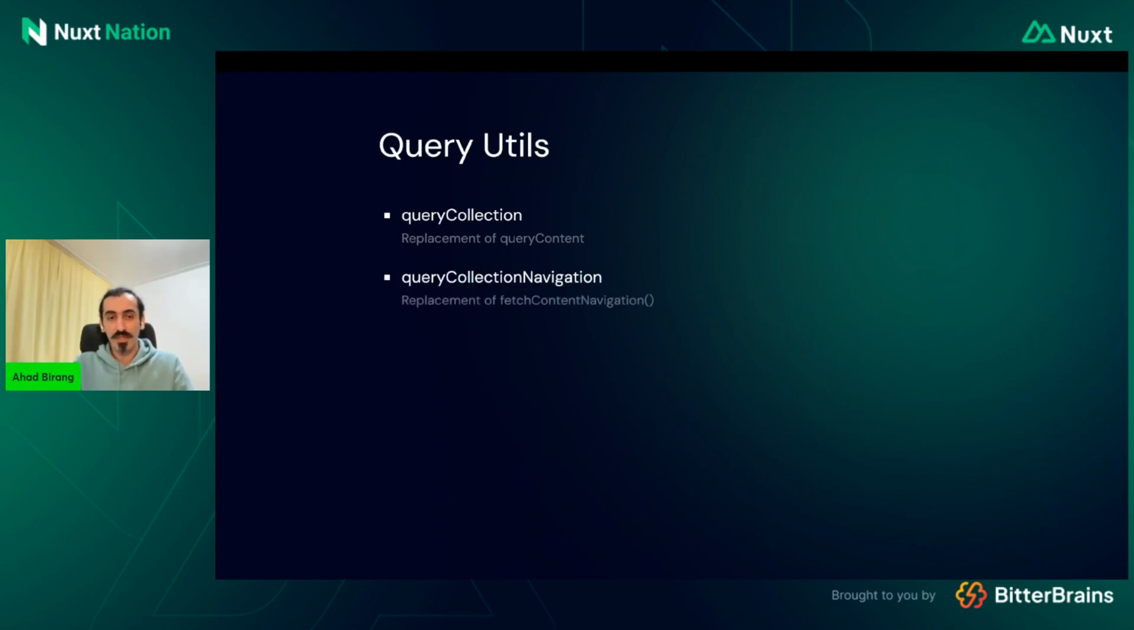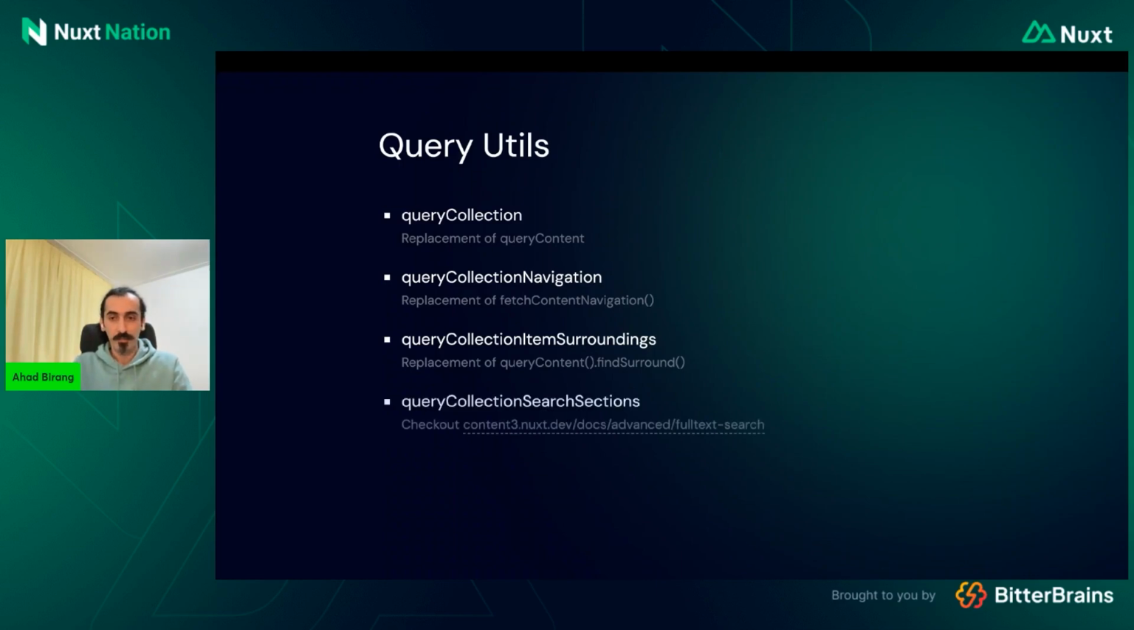Using the query collection navigation, we can create a navigation tree for our collections. Using the surroundings utility, we can find the previous and next siblings of our current page, our current content. And finally, we are introducing a new utility that splits content into different searchable sections. Using these sections, we can easily implement our own full text search with our favorite library.